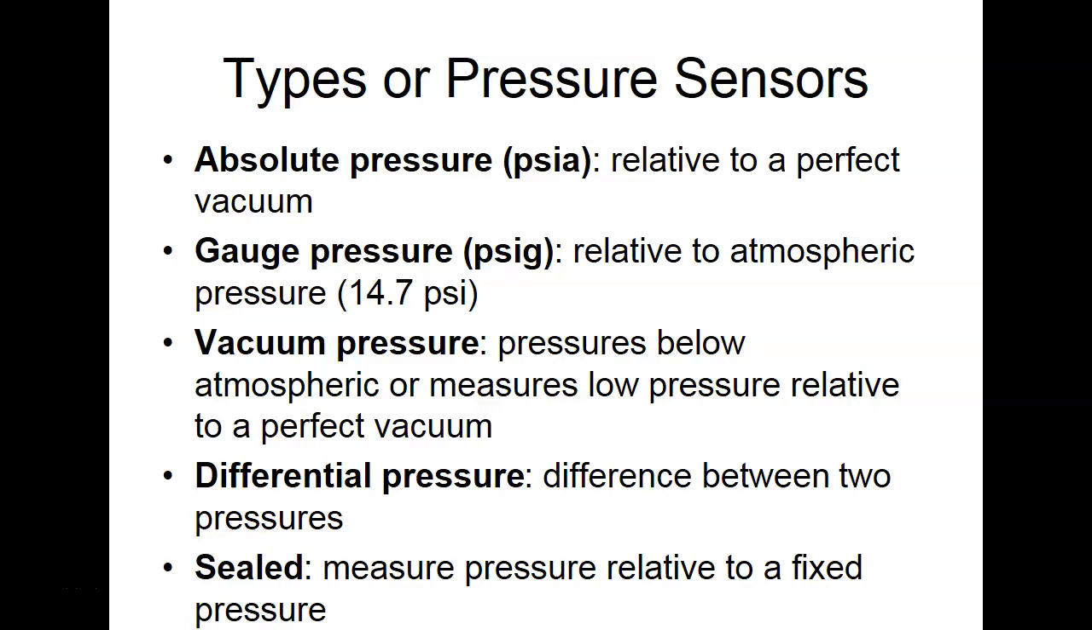Differential pressure, we use these a lot. Differential pressure is just the difference between two pressures, right? And then sealed pressure, this is a pressure that would be relative to some pressure that your company has set. Everybody okay? That makes sense? All these make sense? And all these are up on Blackboard, right?